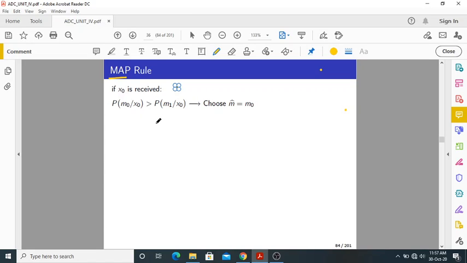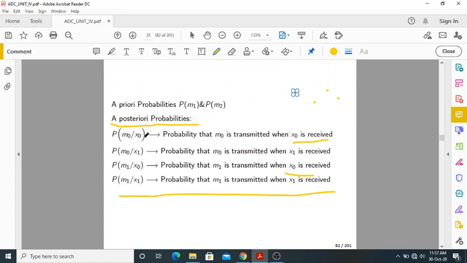You have received x0, but you have to find out what is transmitted. Okay, what do we do generally? We compare these two probabilities. What two probabilities? X0 is received now, so this one and this one. We are comparing these two a posteriori probabilities. Suppose if this is maximum, what do you say? You say that m0 is transmitted. Suppose this is maximum, what do you say? You say that m1 is transmitted. That's it. So we are going for the maximum a posteriori probability.